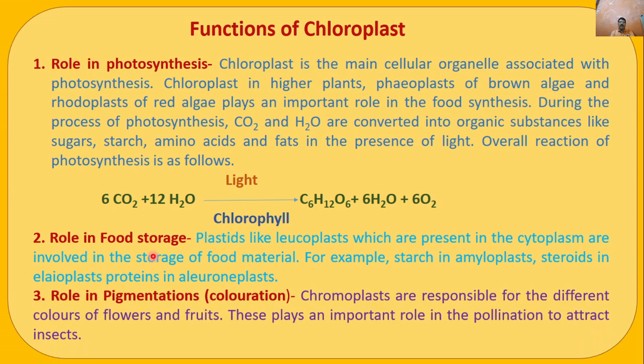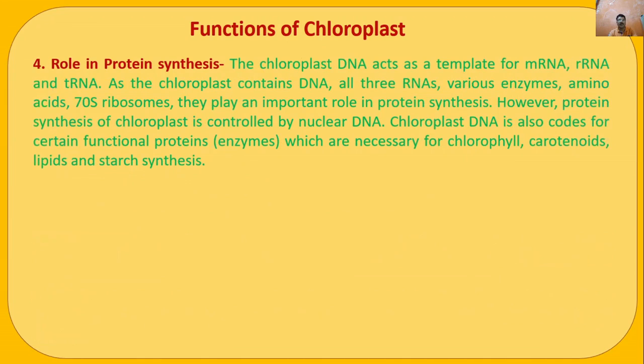Now, role in pigmentation, that is, coloration. These plastids are responsible for the different colors of flowers and fruits. We should know that these different types of plastids are interconvertible. Sometimes chloroplast may convert into leucoplast, sometimes they may convert into chromoplast. So different types of flowers and fruits get different colors, which is due to these plastids.